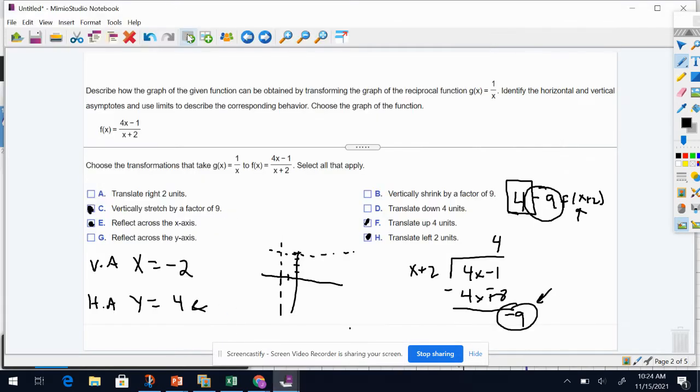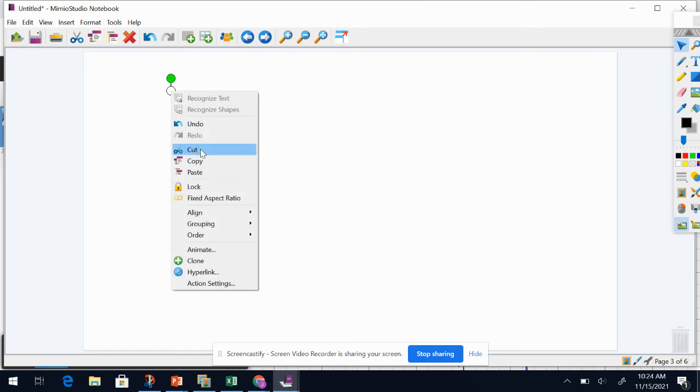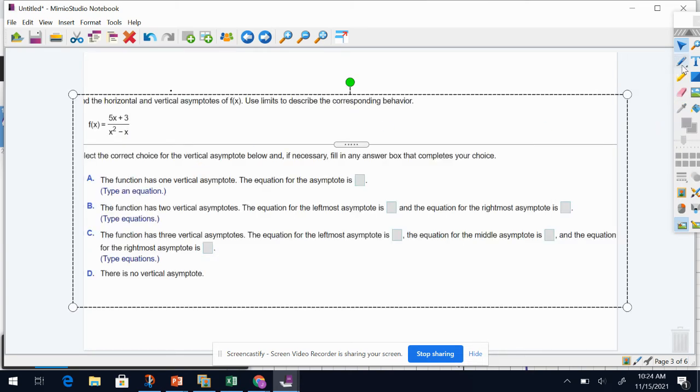So again, how do I find vertical asymptotes? I need to set the denominator equal to 0 and factor. So I'm going to set x squared minus x equal to 0. I can take out an x. What are the two zeros? x equals 0, x equals 1. So the function has two vertical asymptotes. Make sure you pay attention to this. It says the function has two vertical asymptotes. The leftmost asymptote would be 0, and the rightmost would be 1.